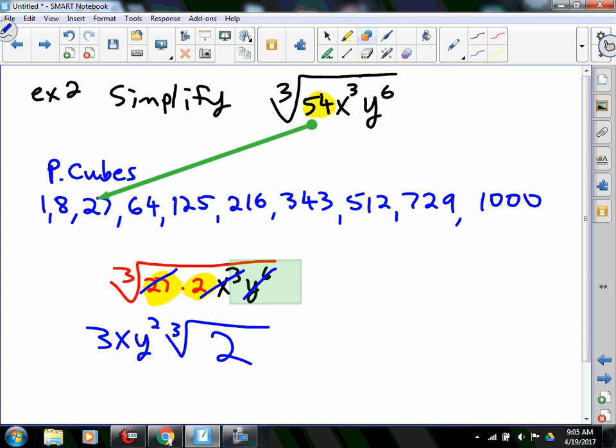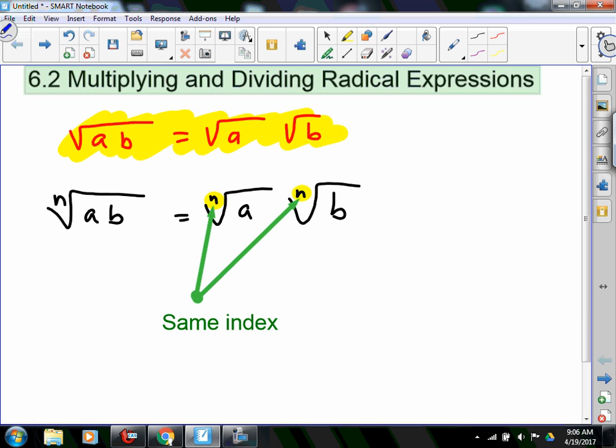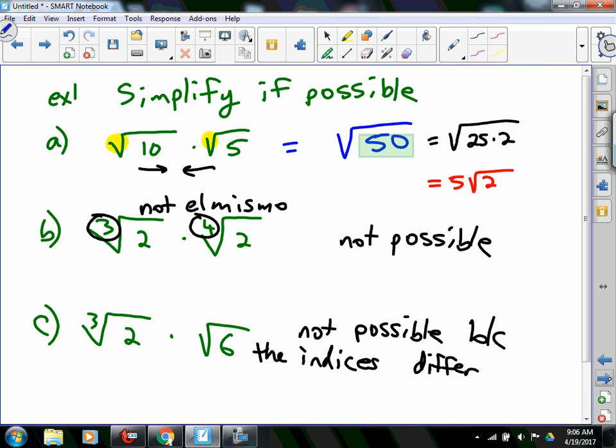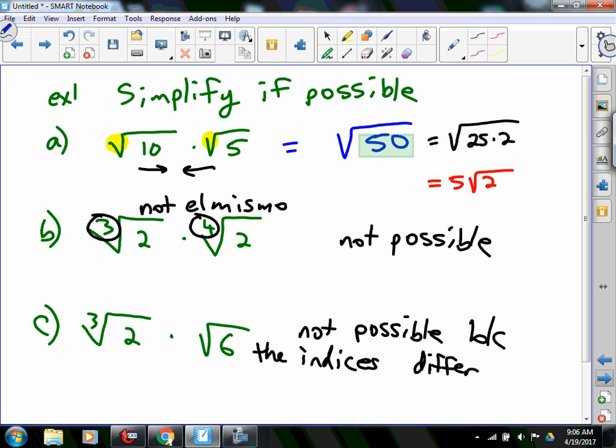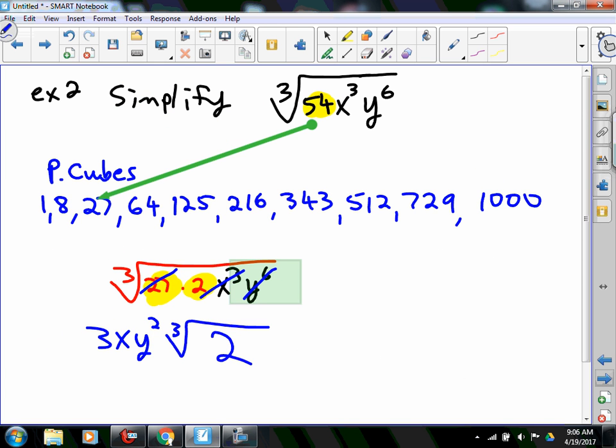So there's a question, what are we doing? We are in the midst of talking about multiplying and dividing radical expressions. So far we've seen a couple of rules and a couple of examples. In example 1, we said if the indices are different, you can't simplify these by multiplying. Example 2, we just wrapped up, and we saw one of those yesterday.